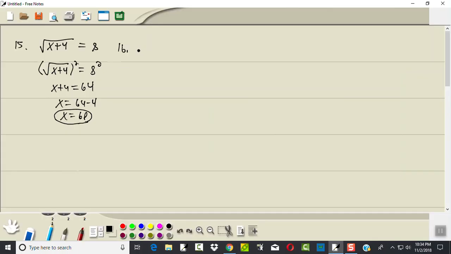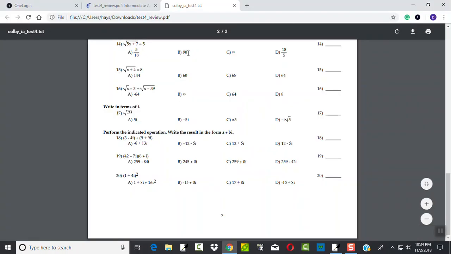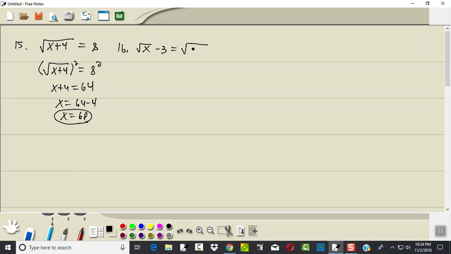Number 16. We got square root of x minus 3 equals square root of x minus 39. When solving radical equations, your first step is to get a radical by itself. It does not matter which one you get by itself. This one's by itself. There's nothing in front of it, nothing after it. We simply get square root of x minus 39. So that's done. Step 2 is we raise both sides to a power equal to our index. Again, we'll square both sides.